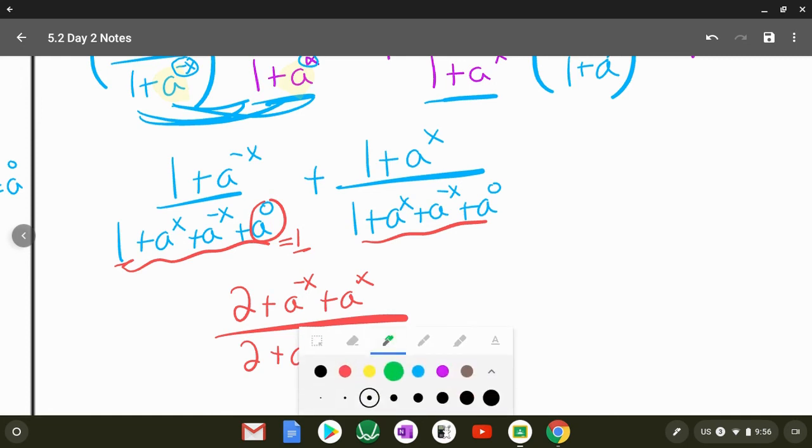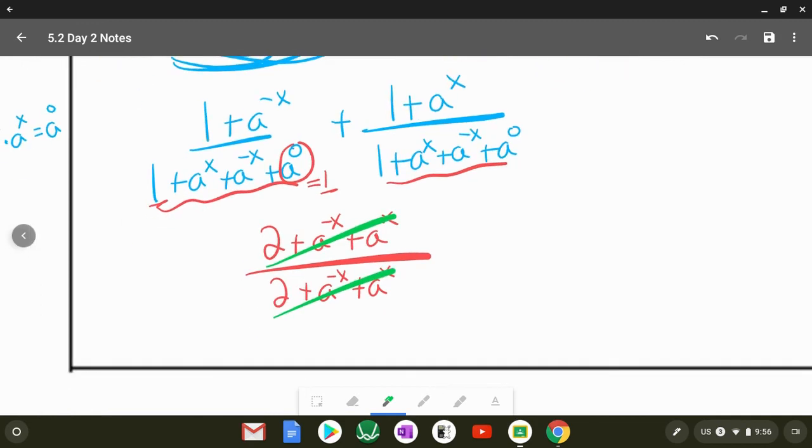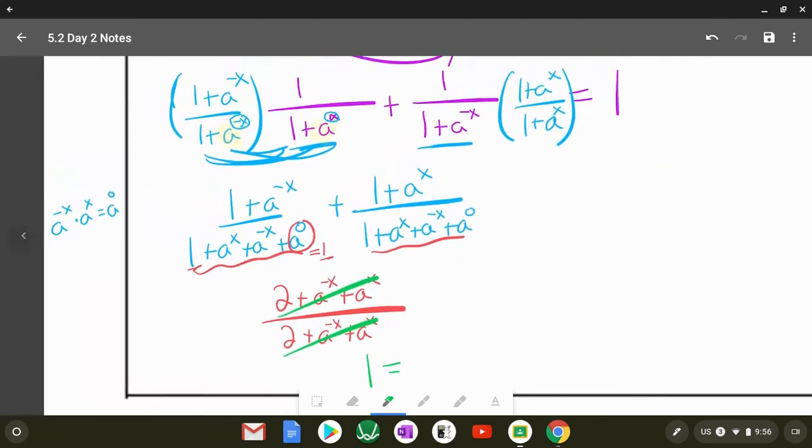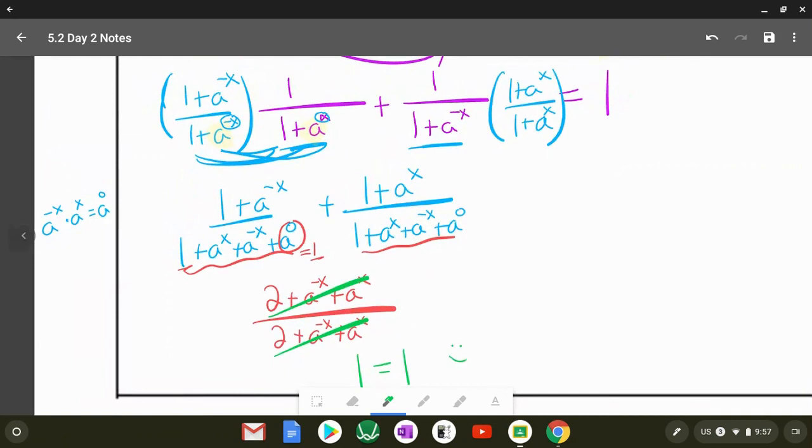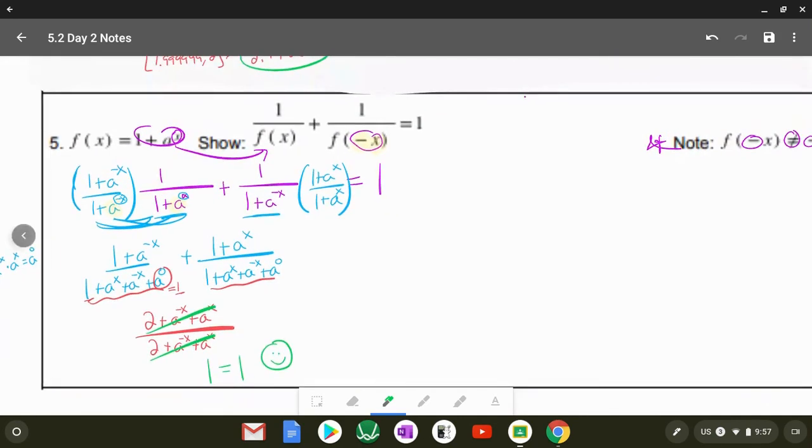And look at that. The numerators and denominators match, so they will cancel out. You're left with 1, and that equals what we're trying to prove. Awesome.